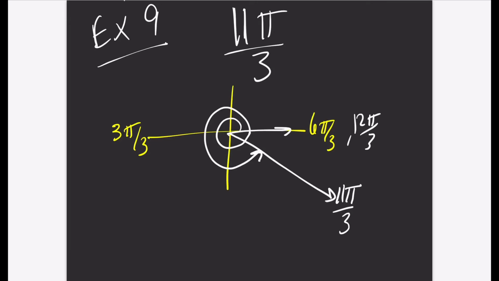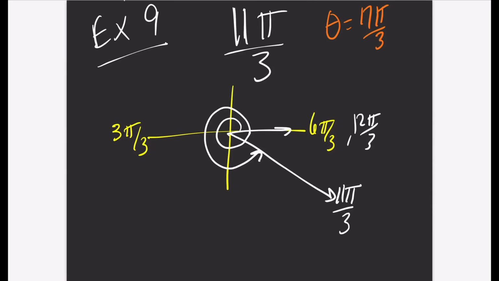Now, the very first coterminal angle you can find is the positive one, and you get that by adding a revolution. So 11 pi over 3 plus 6 pi over 3 gives you 17 pi over 3. So that is your first positive coterminal angle. Now there's one more we could have found that's also positive but smaller than that.